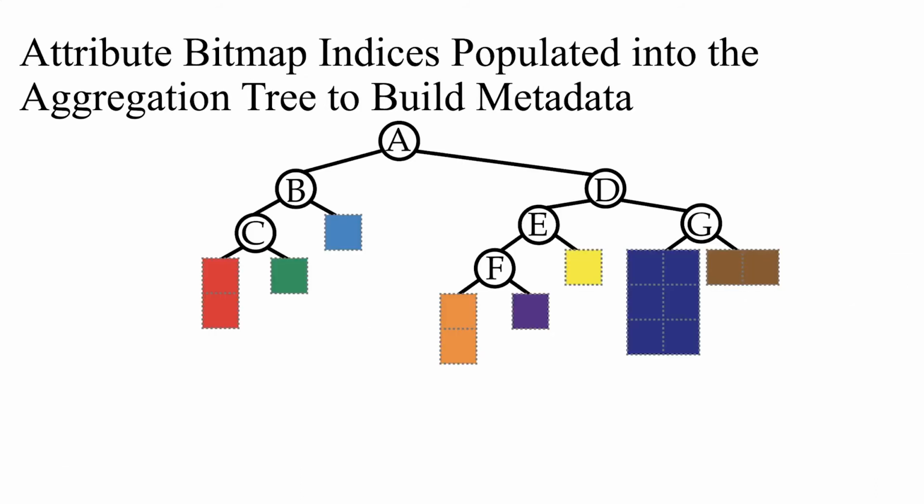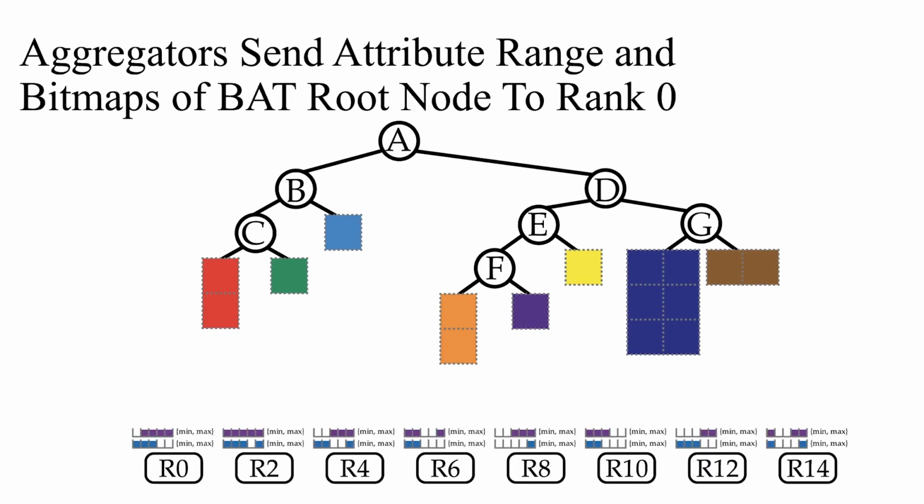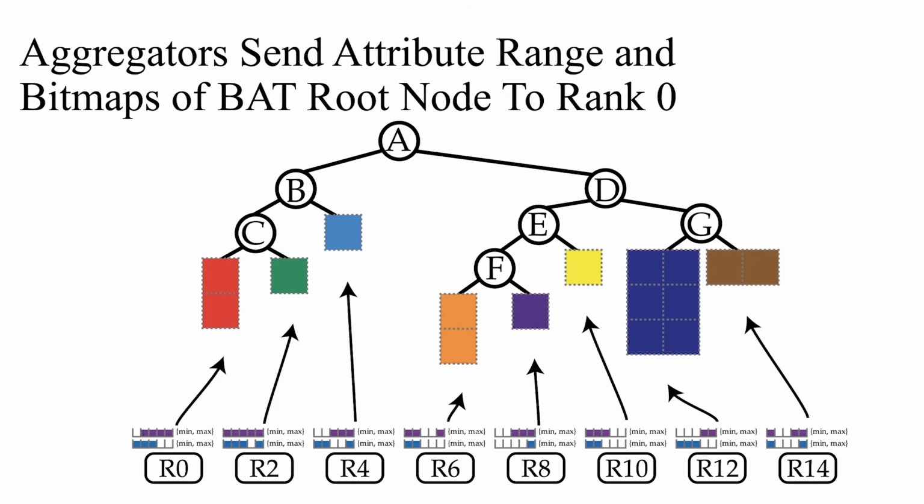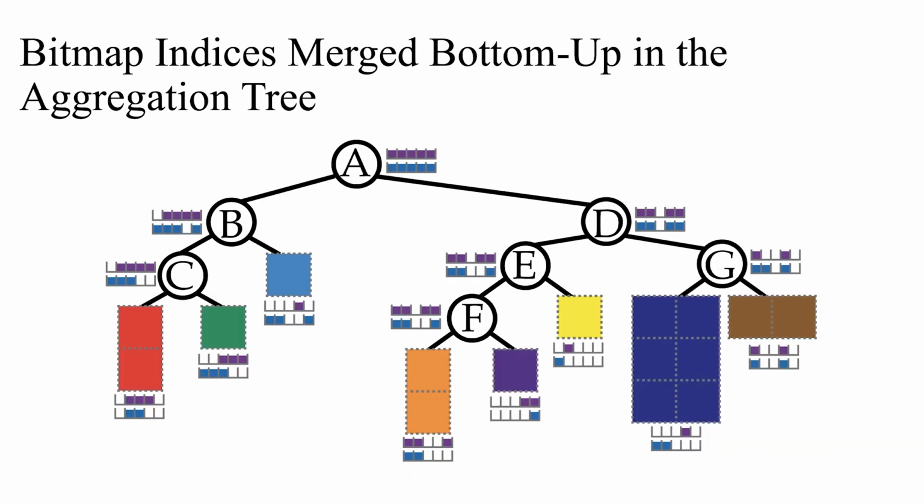So recall that the aggregation tree itself is actually just a spatial KD tree over the domain, where each leaf corresponds to an aggregator file. This tree is then populated with attribute metadata by collecting the value range and the bitmap indices of each aggregator's BAT root node. So the received bitmaps are remapped to the global range and assigned to the corresponding leaves, and are then propagated up the tree.